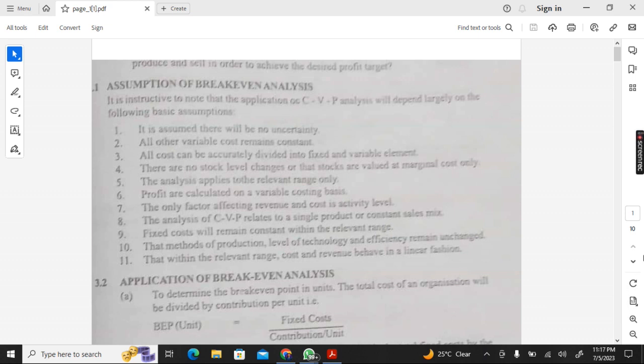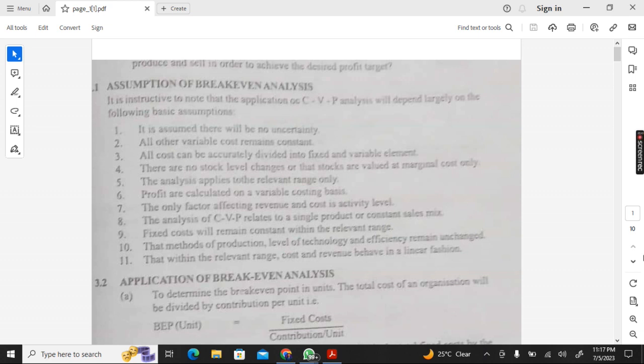Also, all other variable costs remain constant. And what are the variable costs? The direct wages, all costs like that. Definitely these are not what we need to talk about at length, but you just have to mention it.